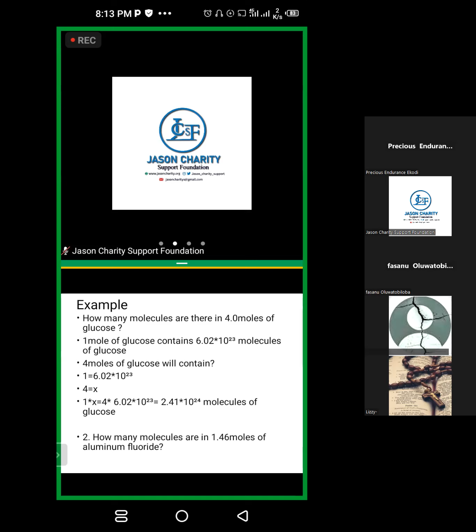Now, why is it that we have it as 24 here? If we use our calculator to try out this equation, that is 4 times 6.02, what you get is 24.1. Now, by the time you round it and bring the decimal point forward, it will be at 2.41. And that means your power would increase by 1. So that's why we have it as 2.41 times 10 raised to power 24.